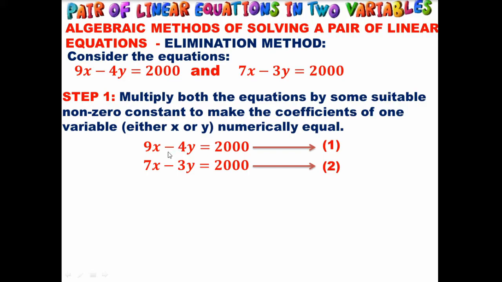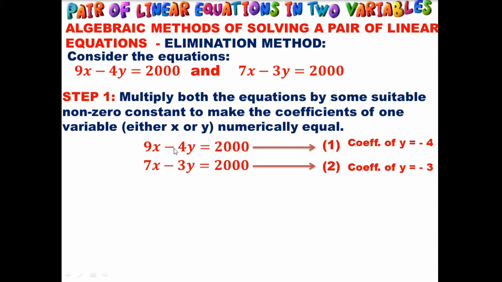Now we'll see the coefficients of the variables here. The x coefficient is 9, here it is 7, and the y coefficient is 4, here it is 3. So I feel that the y coefficient is simpler. So let me consider the coefficient of y is minus 4, and in the second equation the coefficient of y is minus 3. Now what our step 1 says is to multiply both the equations by some suitable non-zero constant to make the coefficients of one variable numerically equal.